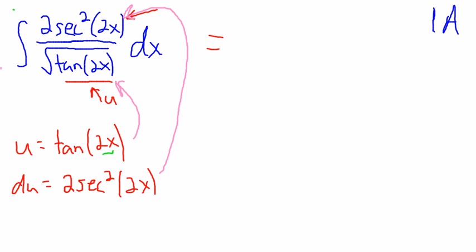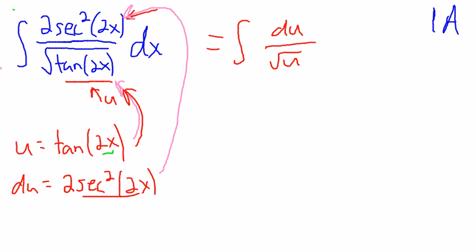So when I sub in, that integral is equal to the integral. The bigger, longer pink arrow is where the 2 secant squared 2x replaces the one up top. So I just get a du in the top of my fraction. And then in the bottom, I get the square root of tan 2x, so that's square root of u. If you can integrate this like this, then that's fine.